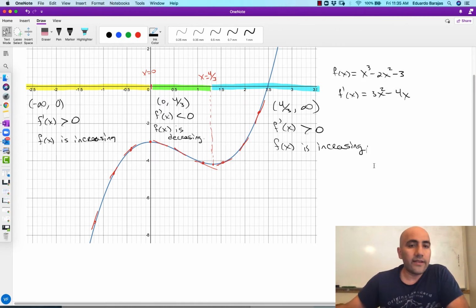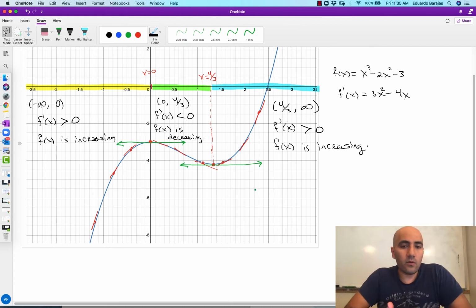Okay. And then finally, we were asked to identify places where the tangent line is horizontal. And so we can see from our graph that it's got to be here and here at these 2 points. Let's put it in green. There are horizontal lines there and here. Tangent lines are horizontal.